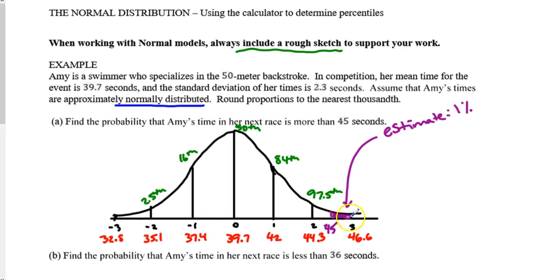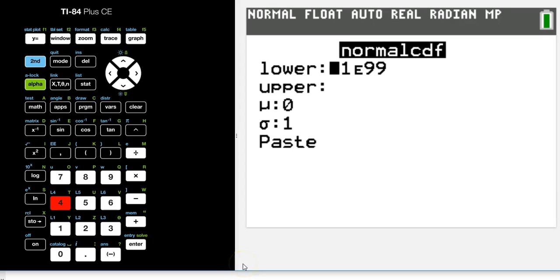Okay, so 45 is here, and then it doesn't stop. It keeps going, but of course, there's not much to this, right? It kind of flattens out. So we have to put in a big number. Our lower bound is 45, and our upper bound is the biggest number you can think of. I'm just going to put in, well, it should be really infinity, but I'm going to put in like 99999, a bunch of 9s, okay? What about our mean?